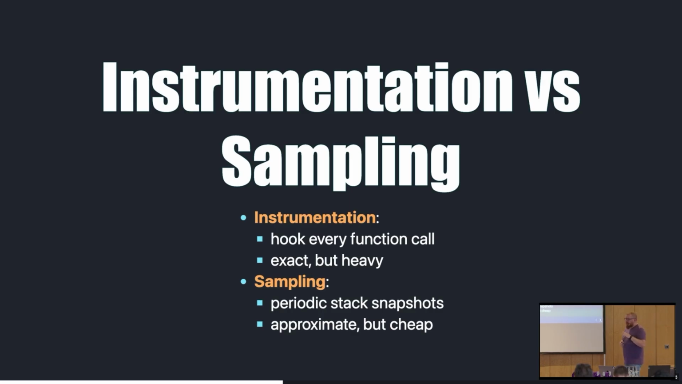The thing is, a sampling profiler just does periodic snapshots, stack snapshots. That means that it's approximate but statistically correct, but it also means that it's very cheap to do all of this work.